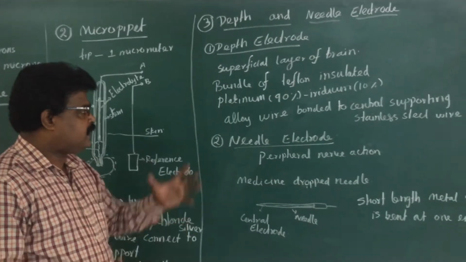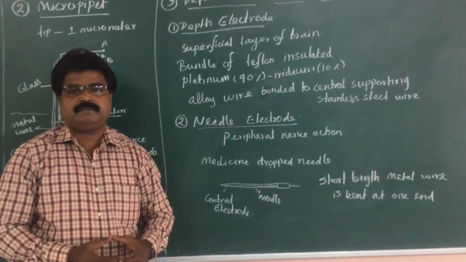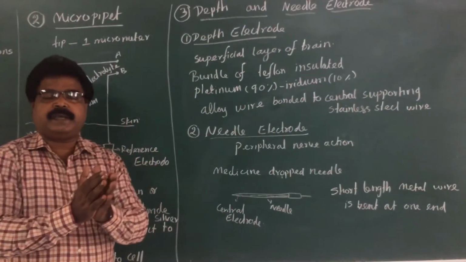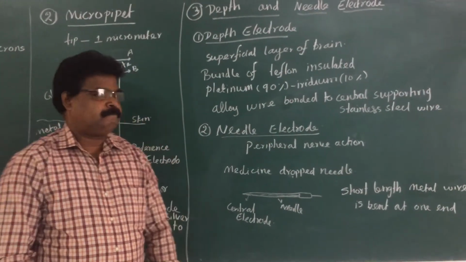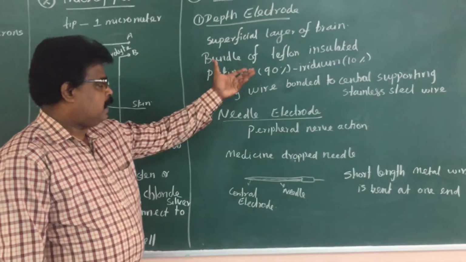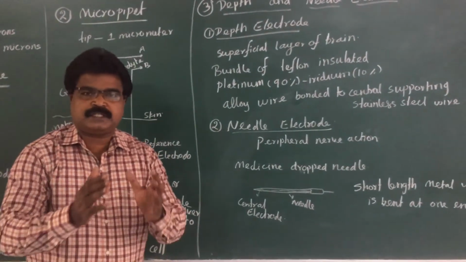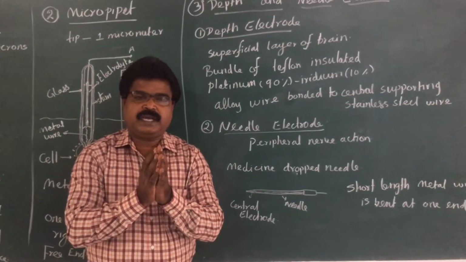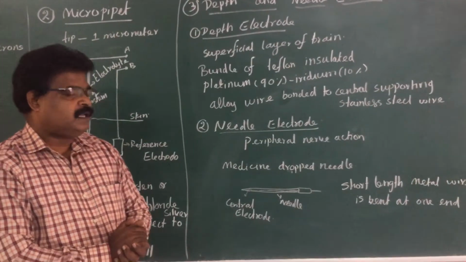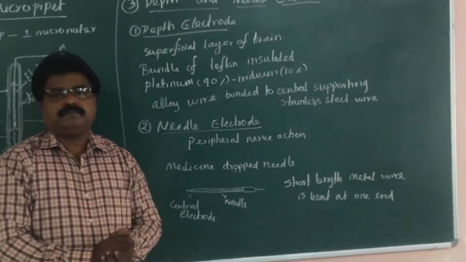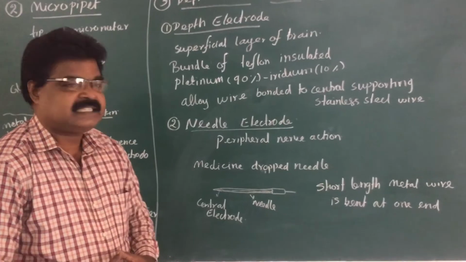It consists of a bundle of Teflon insulated platinum 90%, iridium 10% wires. The end of the bundle must be joined together to form a fine tip so that we can insert it into the brain. This bundle of wires will be supported on a centrally supporting alloy wire. Then the free end must be inserted into the brain. The centrally supporting wire is made up of stainless steel wire.